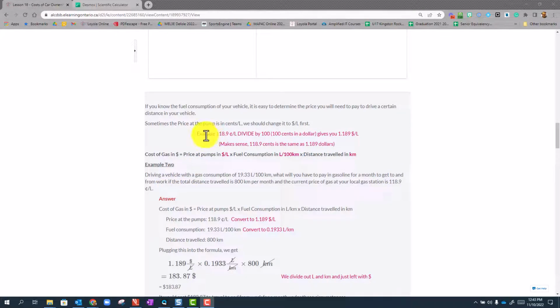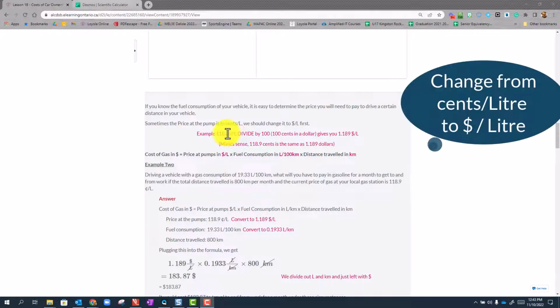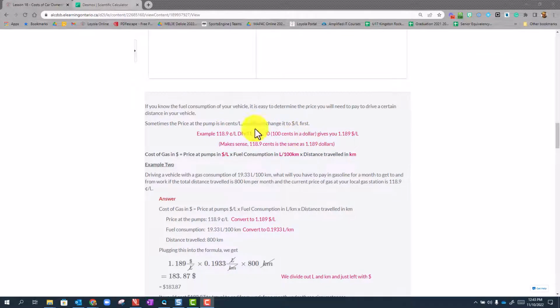So note, sometimes we give 118.9 cents per liter, but it makes more sense to be talking about dollars per liter for our calculations. So I'm just going to divide by 100 because I know there's 100 cents in a dollar. So 118.9 cents per liter is the same thing as $1.189 per liter. And you know that 118 cents, 118 pennies is a dollar and some cents left over.